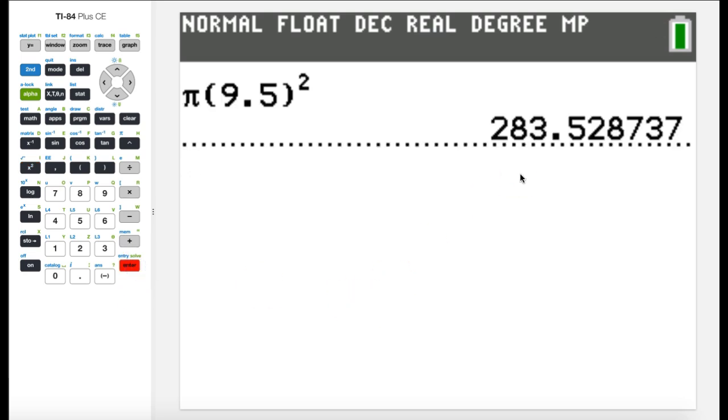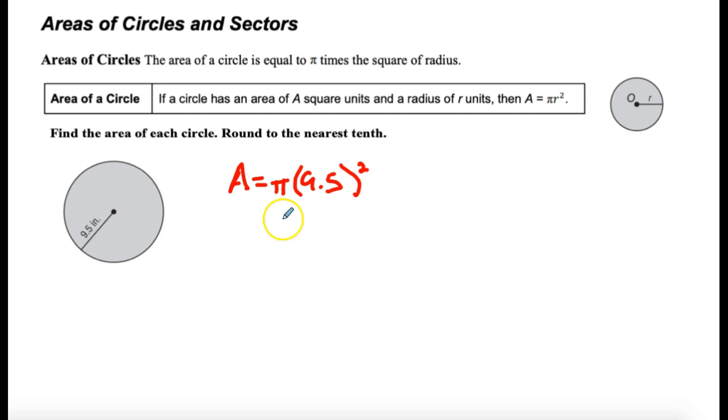So we end up with an area of 283.5 if we round to the nearest tenth. So the area here, 283.5. And then my units would be square inches. Okay, we're still talking about area, so still square units.